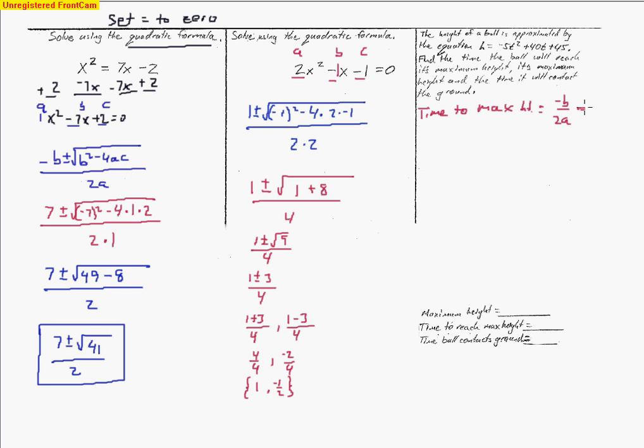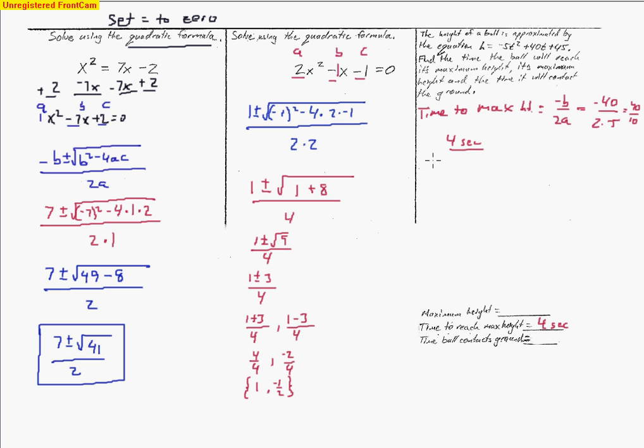Negative b, so the opposite of that, which is going to be negative 40 over 2 times negative 5. So we do some more work there. It's just 40 over 10, which makes 4. So time to the maximum height is 4 seconds. So I'll put that right here: time to maximum height, 4 seconds.